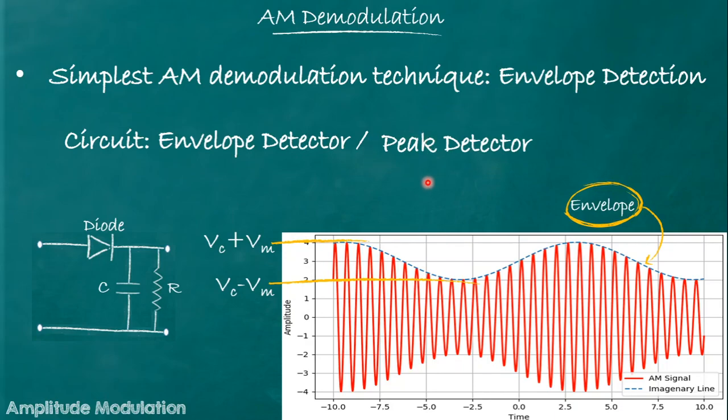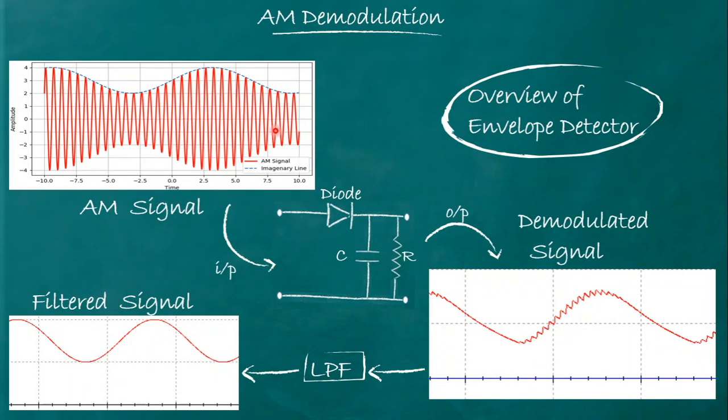So let us get an overview of this envelope detector or peak detector. The AM signal is applied as an input to this envelope detector. The output will be the demodulated signal having a shape approximately equal to the shape of the envelope, with some high frequency ripples in it. These high frequency ripples can be avoided by passing this demodulated signal via a low pass filter. After passing it via the low pass filter, we get the smooth, filtered signal whose shape is the same as the shape of the envelope. In this sense, with the help of this circuit, we can retrieve the shape of the information back.